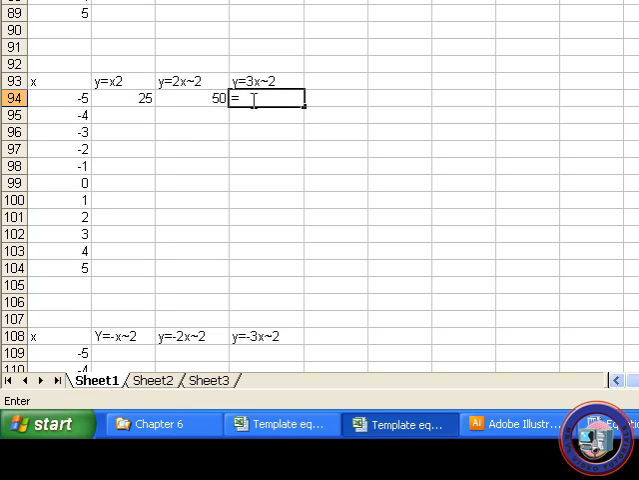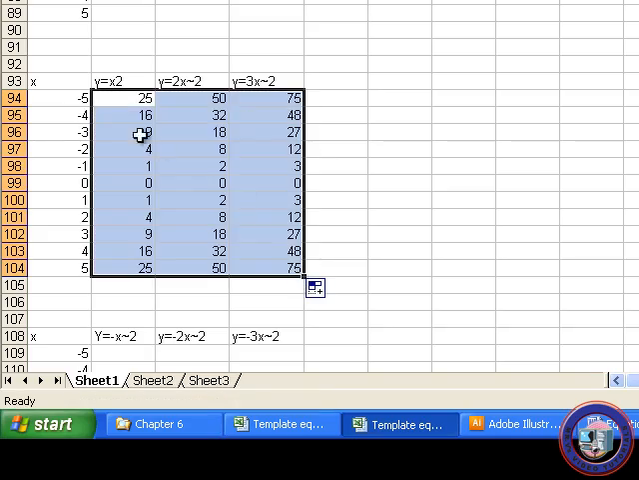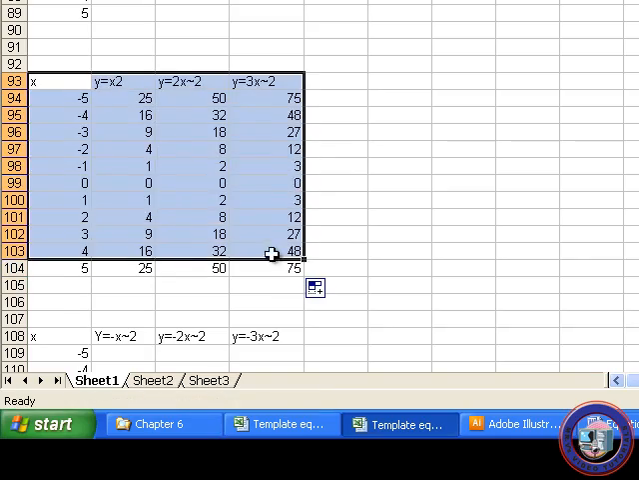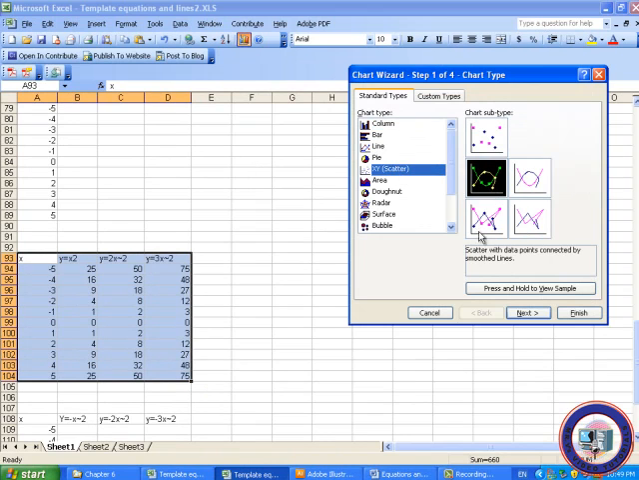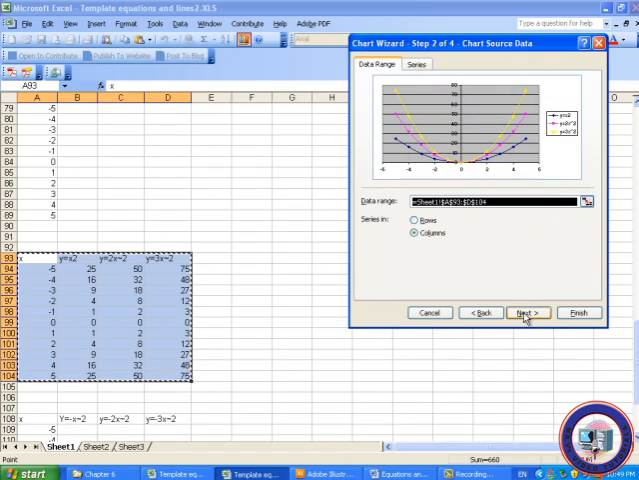And this one would be, start all formulas with an equal sign, 3 times, which is Shift 8 for the asterisk. Click on the x value. Do the roof squared. Enter. And then I can fill all those down. And then I can highlight from x right down. I can graph it. XY scatter graph. Next. And then you can see that's what it's going to look like.